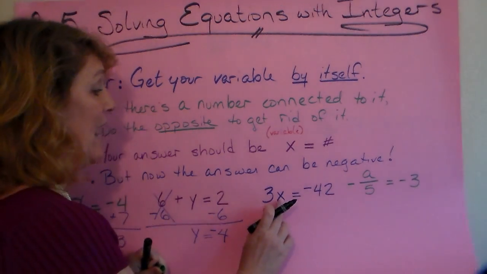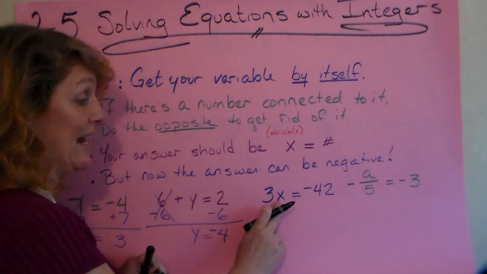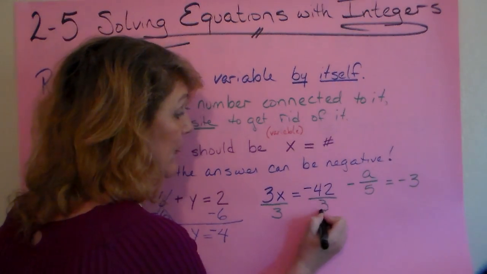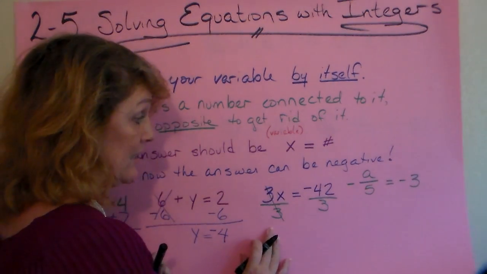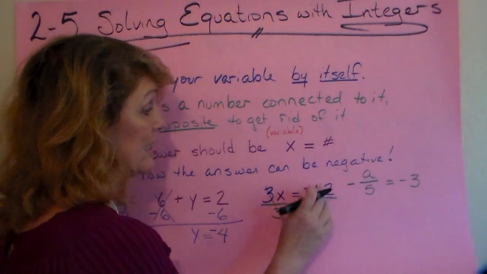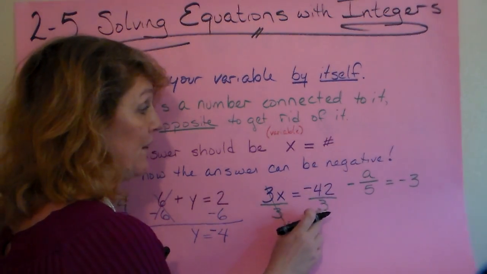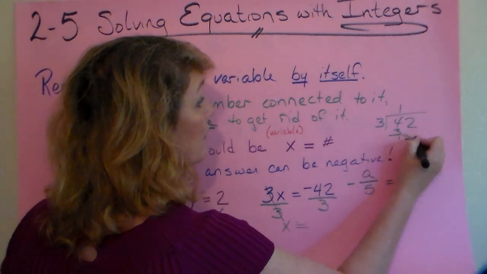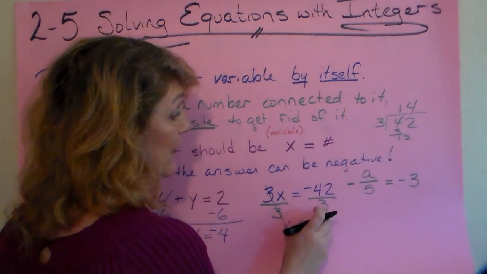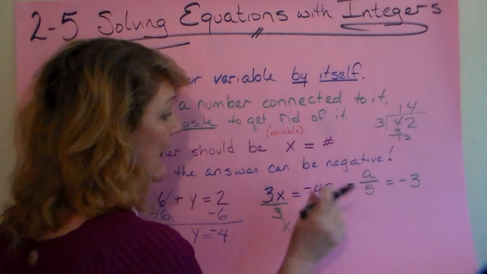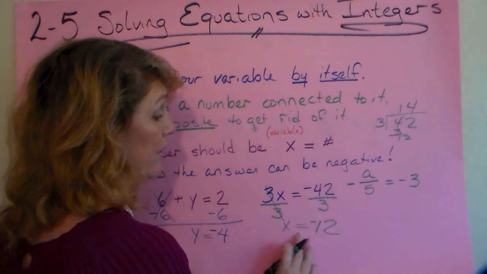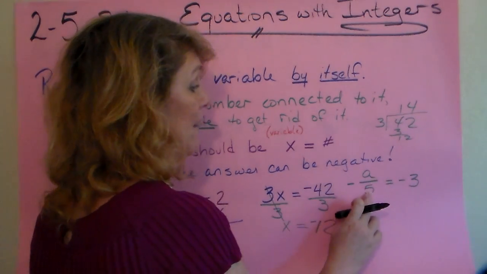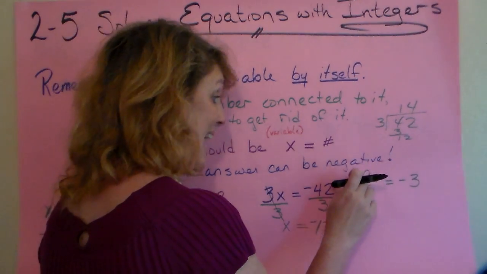3x equals negative 42. I have a 3 multiplied to my x. The way I'm going to get rid of it is I'm going to divide each side by 3. And these two are going to cross cancel. So now I have x equals negative 42 divided by 3. Well, hang on, let's do some math really quick. 42 divided by 3 is 12. Negative 42 divided by 3 is negative 12. x equals negative 12.